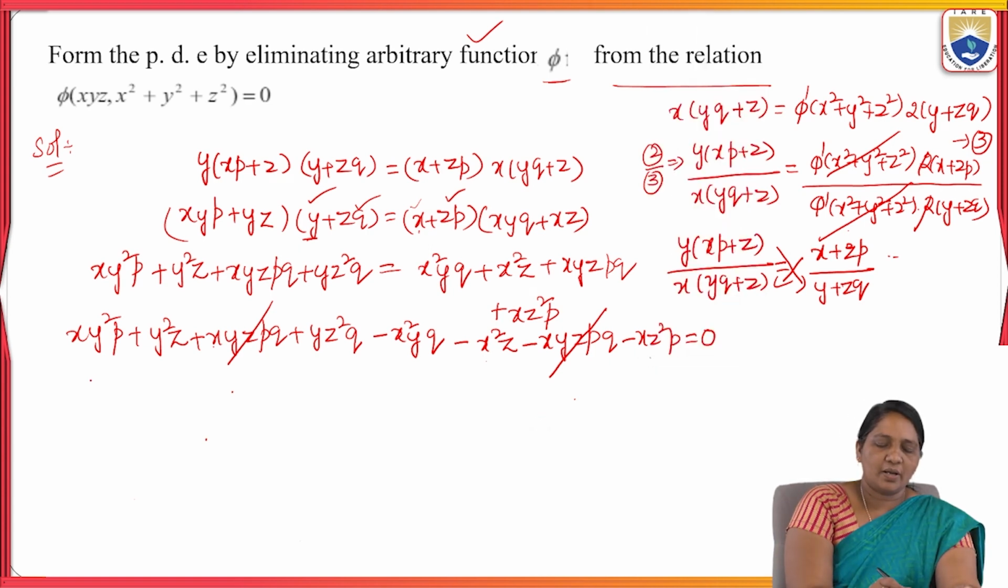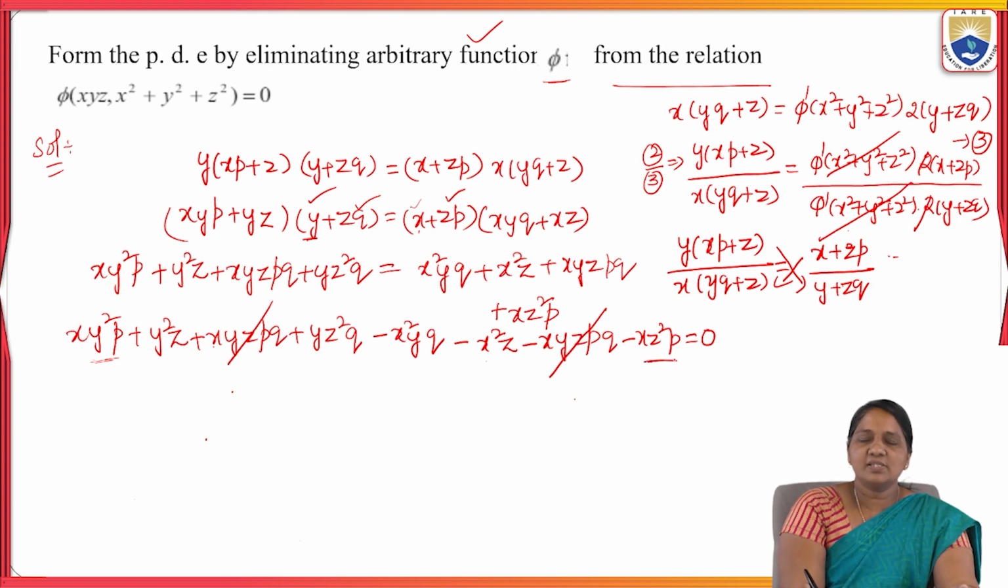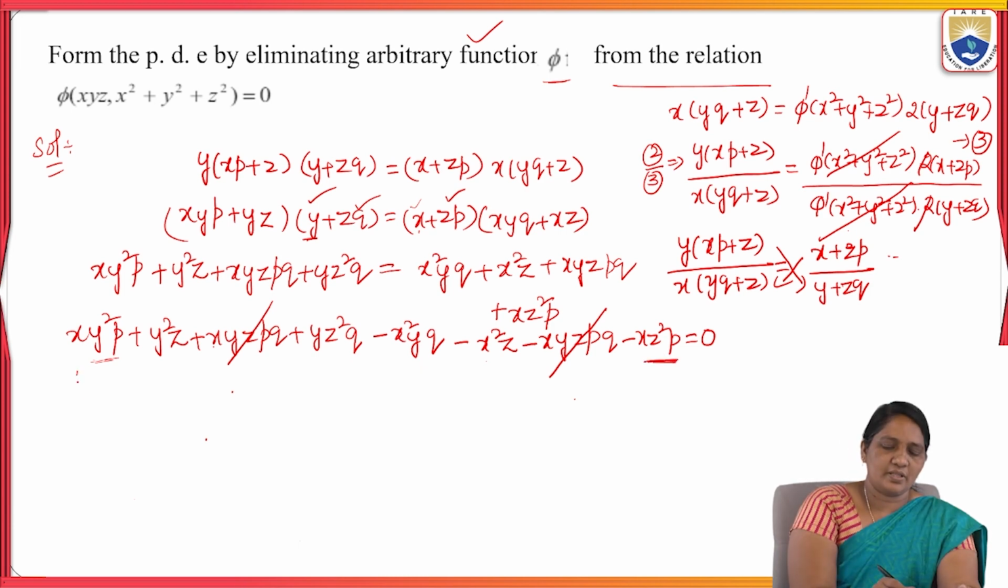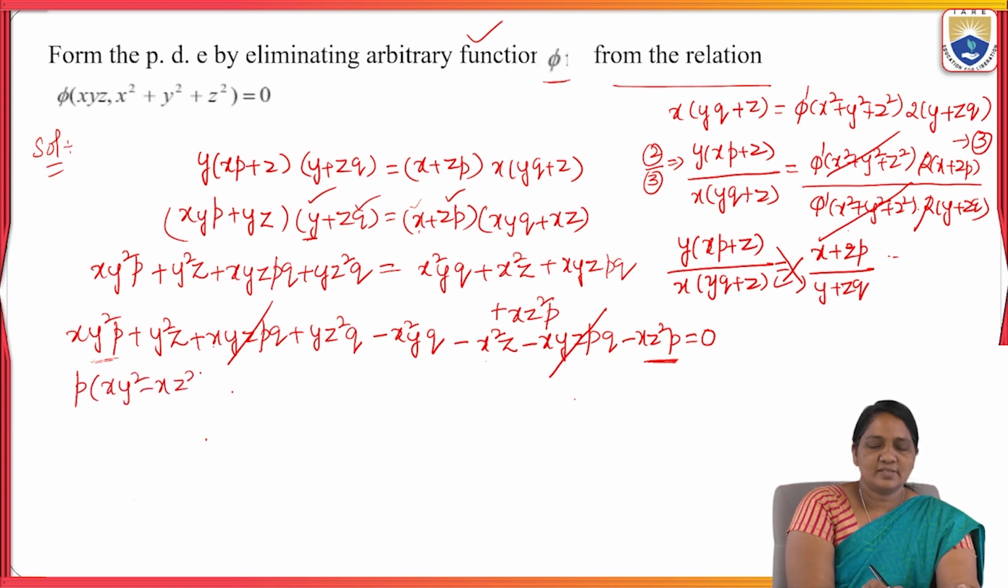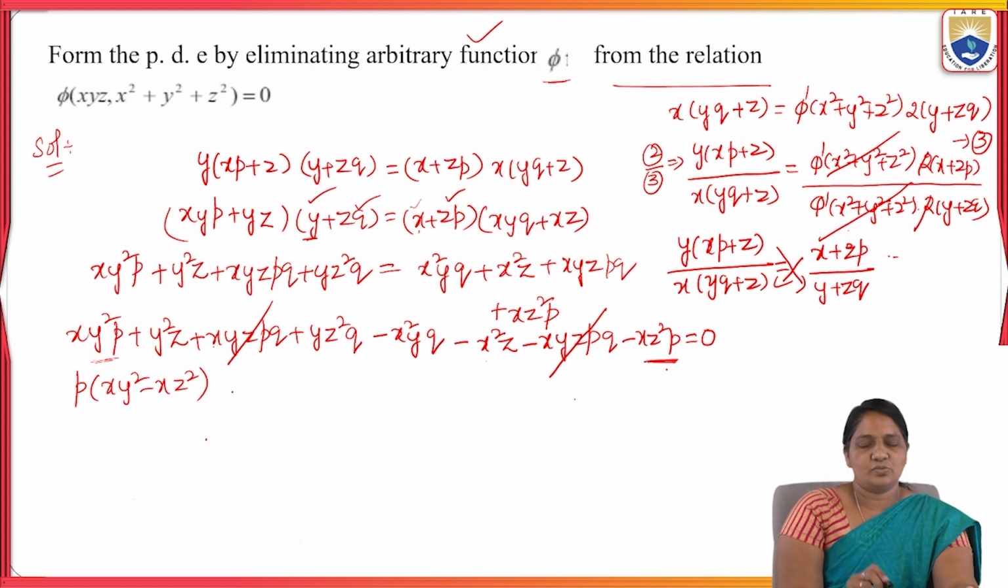So I will take the common. First of all, I am taking xy square p. So what are the p terms? First we will take this one, x square p. And here any p terms are there, you have to check. So this is xz square p. Take the p common: xy square minus xz square from these two terms.